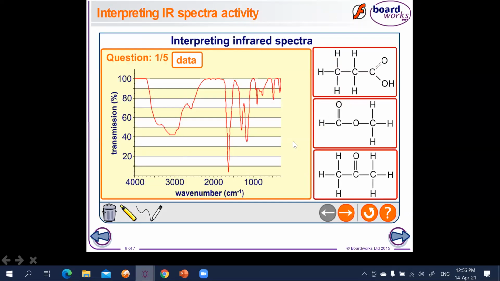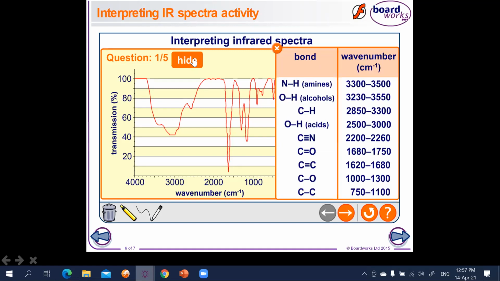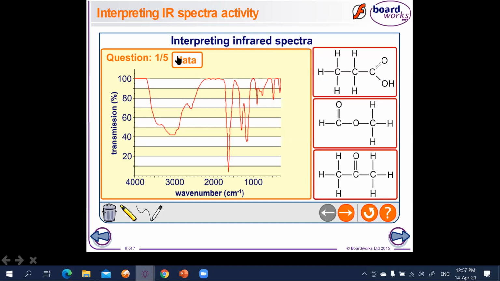starting with the first problem. This is the graph, the IR spectrum you get. You can, of course, use your data table here if you need. Clearly we have over here your alcohol, okay? So whatever you're going to pick should definitely have an alcohol in there. Neither one of these two has an alcohol.